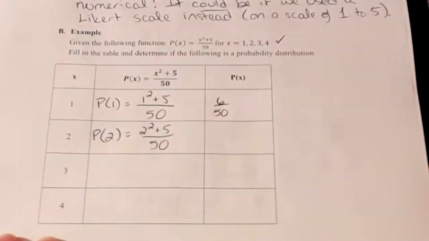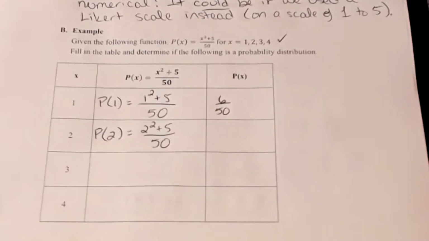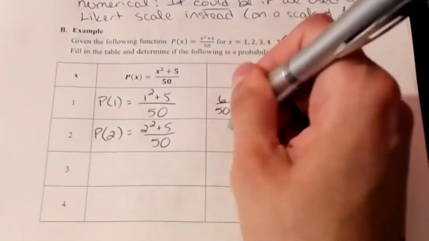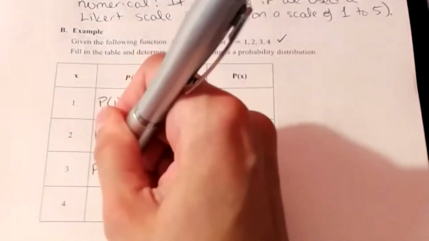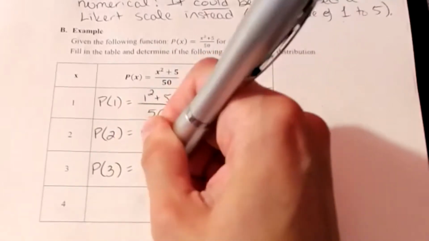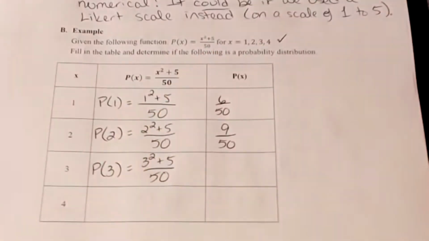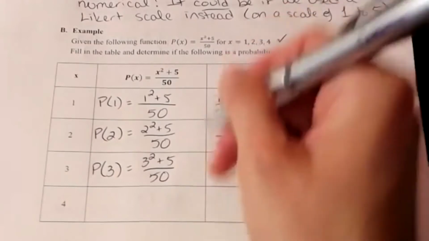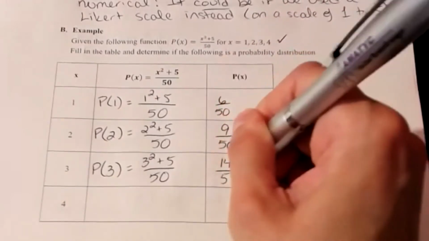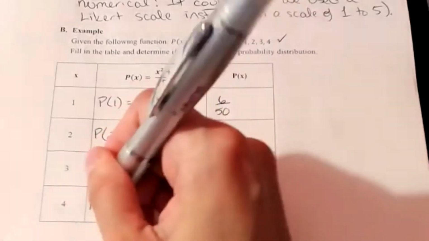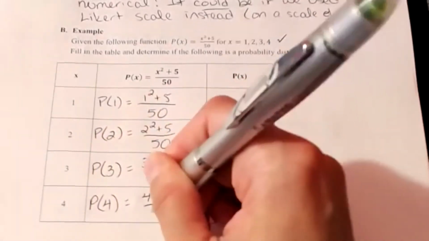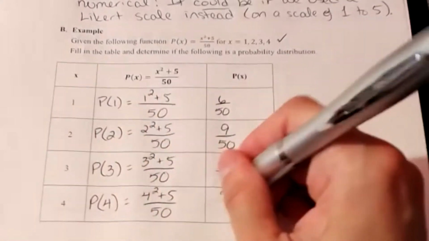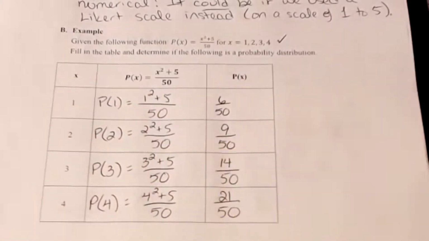What's my fraction for P of X when it's 9 over 50? Beautiful. Do the same thing for P of 3. What do you get? 14 out of 50. Beautiful. And the last one? 21 out of 50. Yeah, 21 out of 50. Perfect.